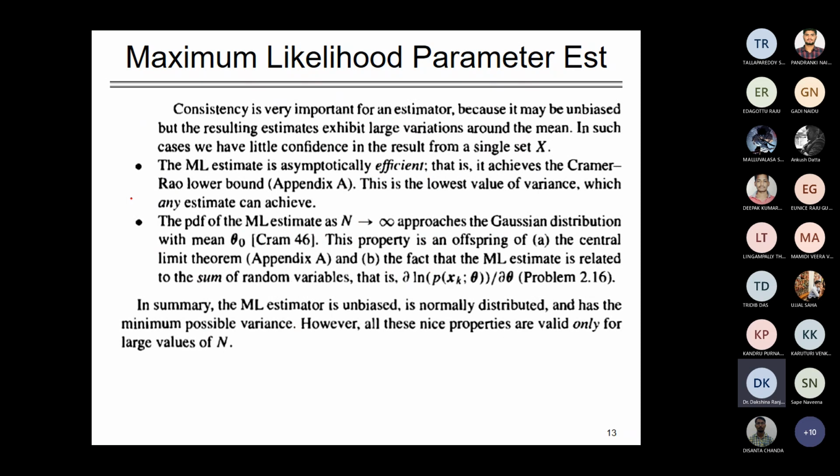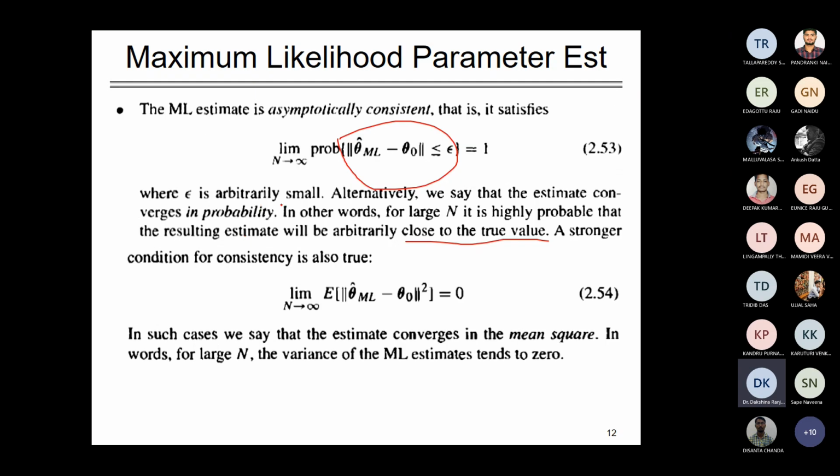We can have two other properties: the maximum likelihood estimate is asymptotically efficient. Then the probability density function of the maximum likelihood estimate, as n tends to infinity, approaches a Gaussian distribution with mean theta 0. Okay. So when we take the limit n tends to infinity over the expectation of the square of the deviation, we get 0.